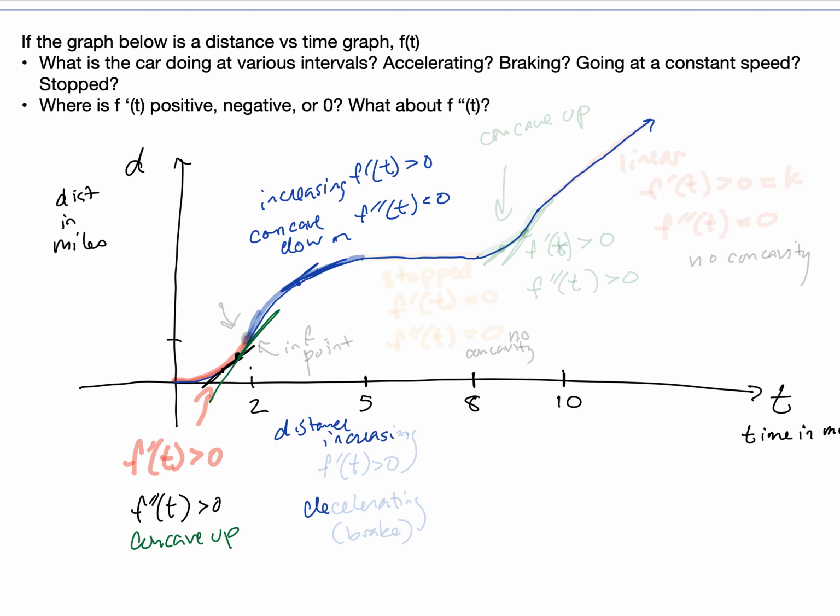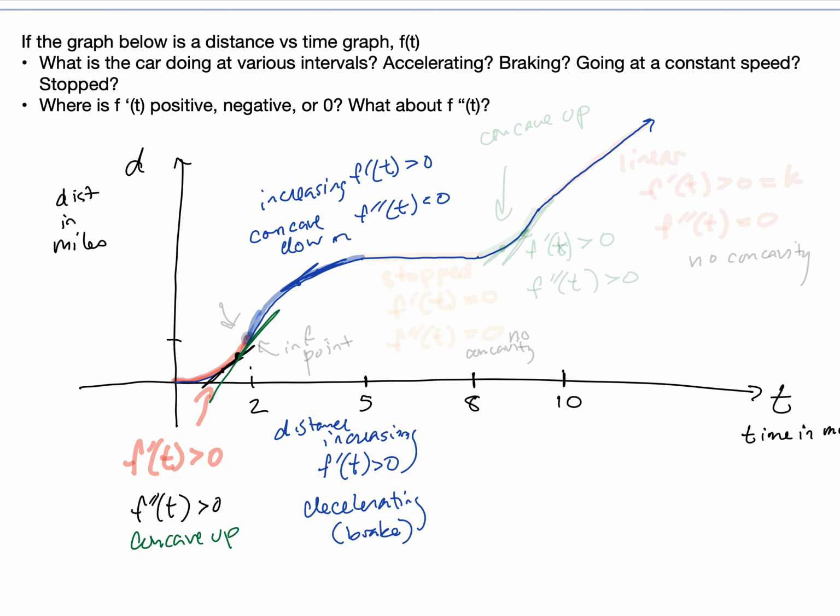Our distance away from our starting point is increasing, so that means f prime of t is greater than 0, but we are decelerating. Maybe we put on the brake or just took our foot off the gas, but we're decelerating. We're not going as fast. We're not increasing in speed as we were before.